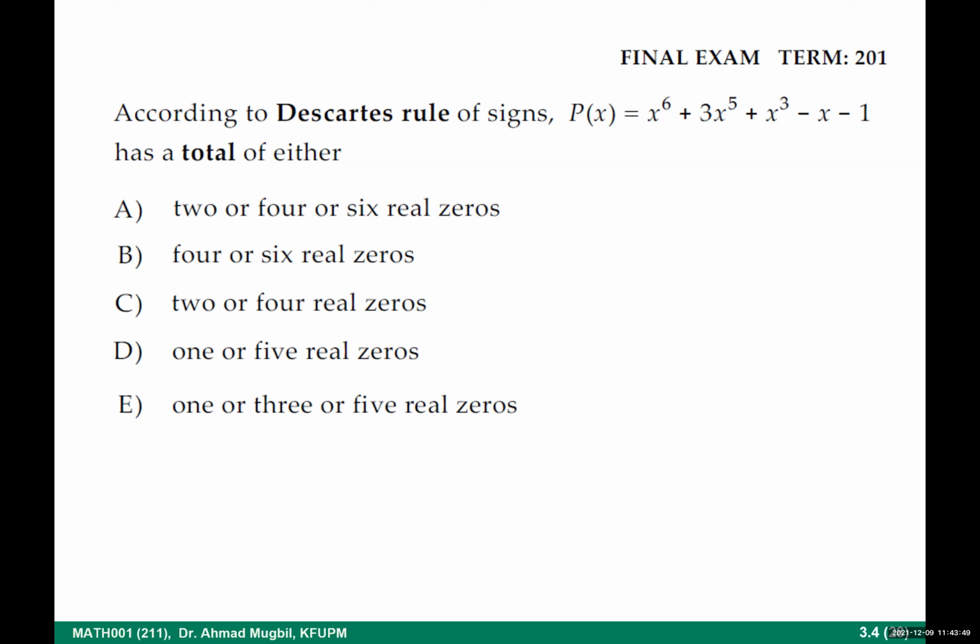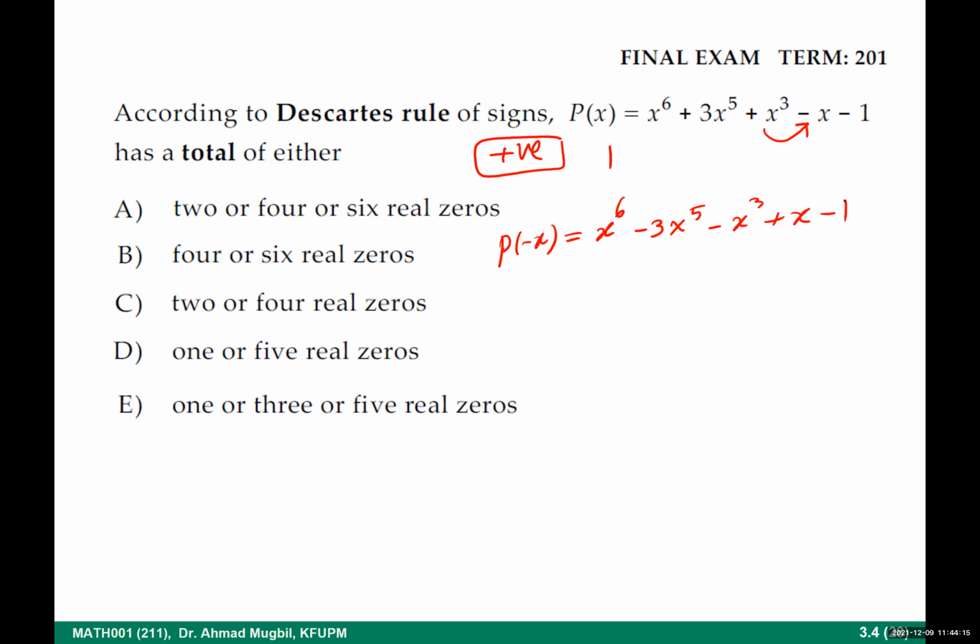For the positive, it is easy. For the positive, how many times has the sign changed? So there is only one positive. For the negative, what do you need to do? You need to replace x by negative x. This will stay the same. This will be negative. This will be negative. This will be positive.